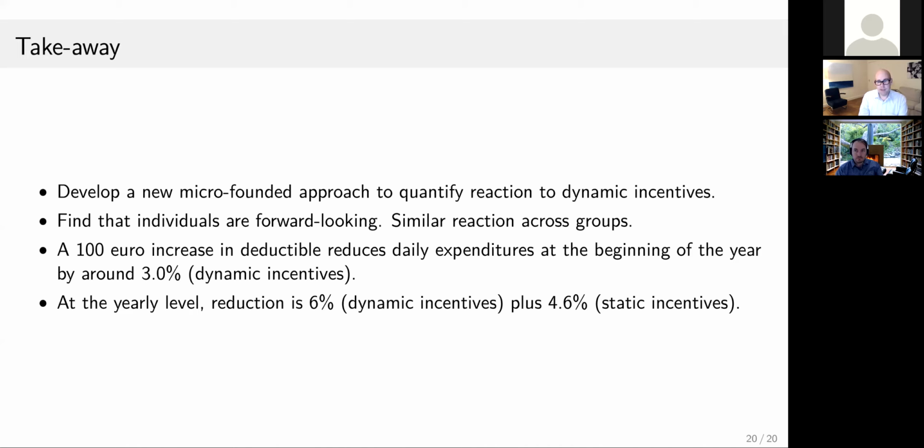A €100 increase in deductible size reduces daily expenditures at the beginning of the year by around 3%. That's solely the effect of dynamic incentives. At the yearly level, we get a reduction that's even bigger, 6%, in comparison to the 4.6%, which would be the effect of static incentives, which is a pure prevalence effect. That's what I had.